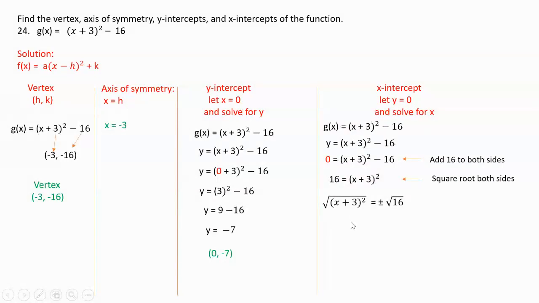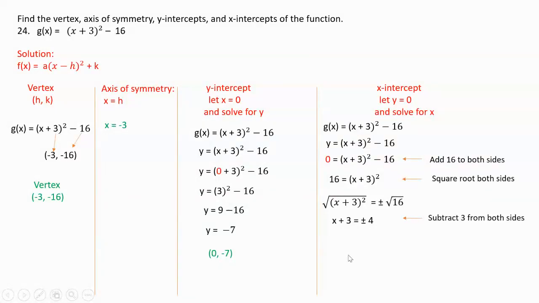Okay. Now, the square root cancels the square. So on the left side, we have x plus 3, but on the right side, we have plus or minus 4, because the square root of 16 is 4. Every time that you take the square root of something, guys, it's going to be plus or minus. If you take the even root, it'll be plus or minus.